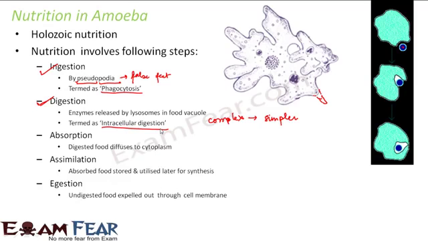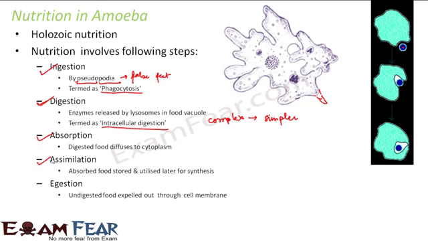The third step is absorption. What is absorption? The digested food then diffuses into the cytoplasm. Once the food is digested, that simple food will come back to the cytoplasm. Once it comes back to the cytoplasm, it gets spread all over. So the food gets absorbed by the cytoplasm.